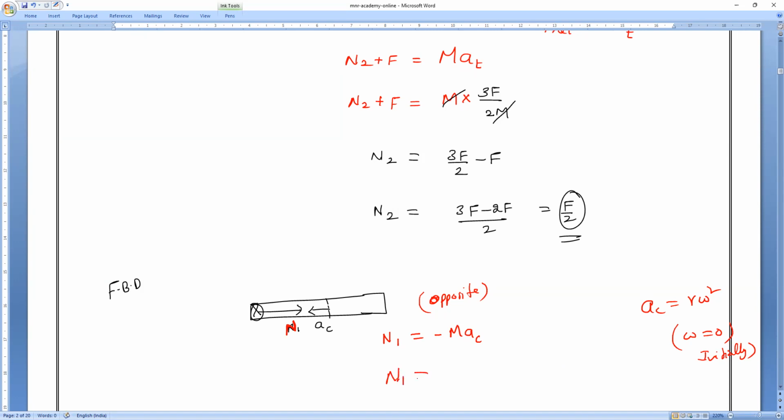So the normal reaction is equal to what? Everybody? N1 is 0. So that is the hinge forces. So this is how you need to solve it: what the hinge forces are and in which direction they will be acting. Are you clear, everybody? All of you? Yes, sir. So, finding the hinge forces.